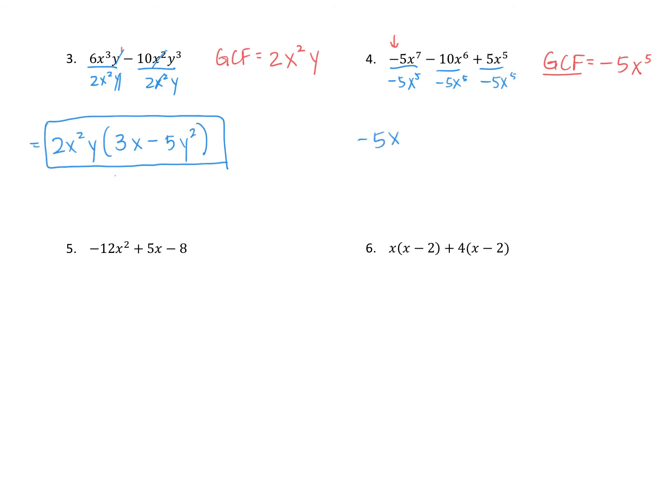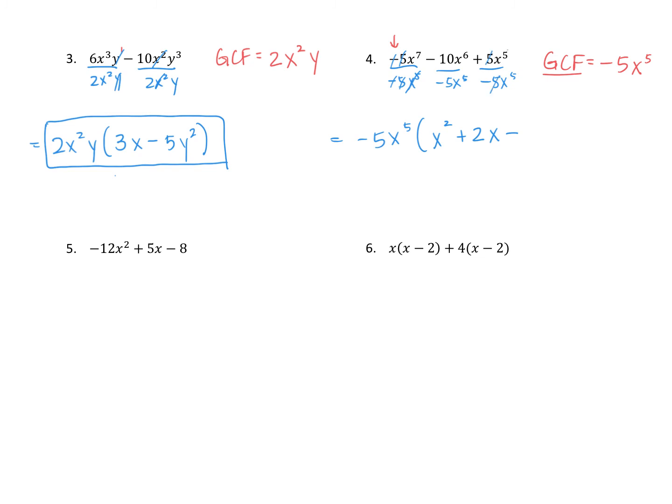I'm going to write my greatest common factor first, and then open parentheses and see what I have left if I divide that out. So the negatives cancel, the 5's cancel, x to the 7th over x to the 5th. 5 of the x's from the top will cancel with the 5 on the bottom and leave x squared. Negative divided by negative is a positive. 10 divided by 5 is 2. And then x to the 6th over x to the 5th, there's only one x left on the top.